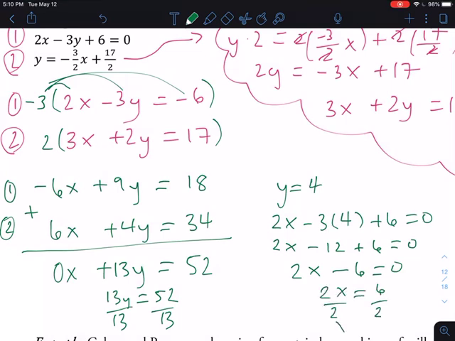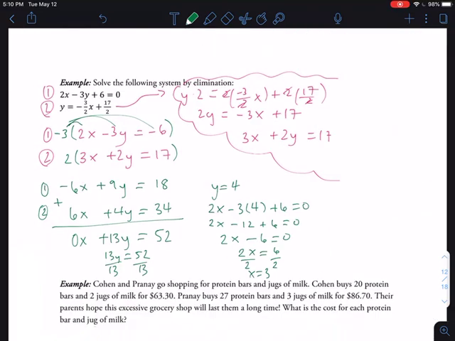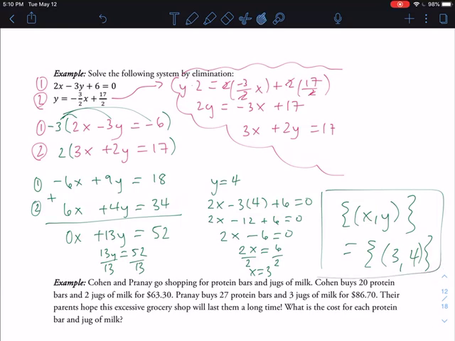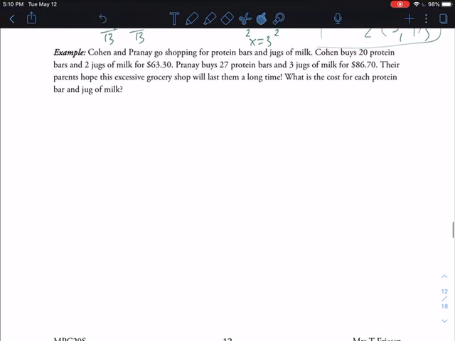Oh, I'm running out of space, you guys. Let's see if I have space on the side. Hang on. Aha, perfect. Okay, so now we have x equals 3, so we can say our solution (x, y) is equal to, what do we have? 3, 4. Voila.